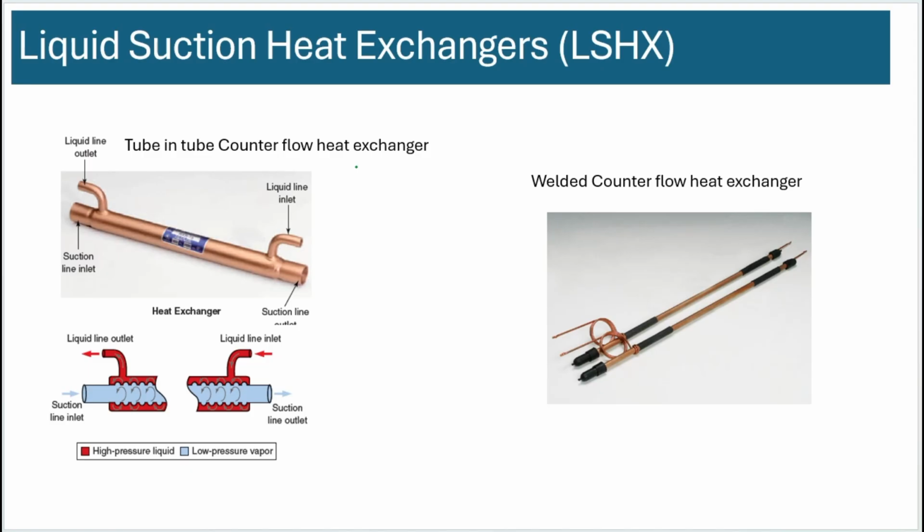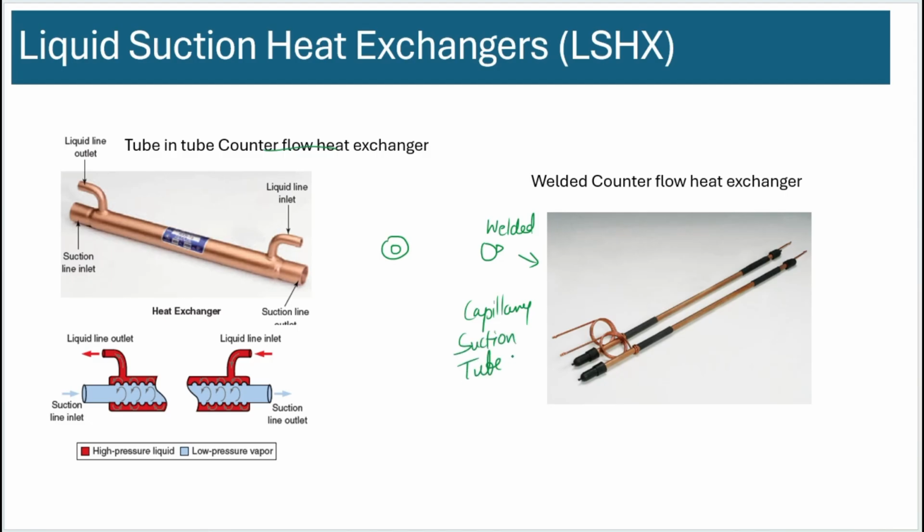Now the third type of heat exchanger, other than the cross-flow heat exchangers that we discussed, is the liquid suction heat exchanger, which is typically a tube-in-tube counterflow heat exchanger. In this case, there are two types: one where one tube is inside the other, and the other where one tube is welded to the other. So they are outside and welded.